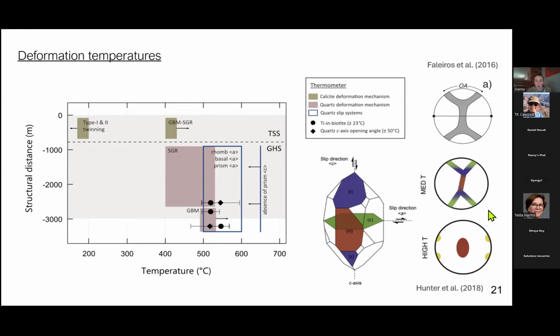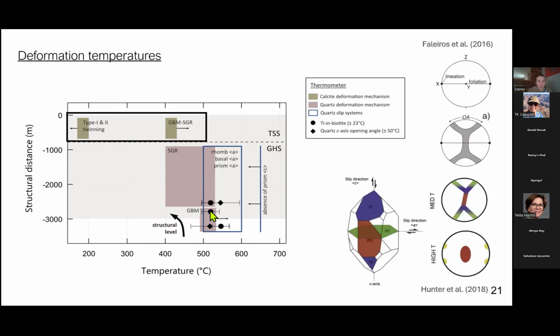So together, all of these methods provide broad deformation temperature ranges, but they overlap within the 500 to 600 degree temperature range. And we see this transition from grain boundary migration to subgrain rotation dominated dynamic recrystallization towards higher structural levels. And this might indicate a slight decrease in deformation temperature upsection throughout the Greater Himalayan sequence.